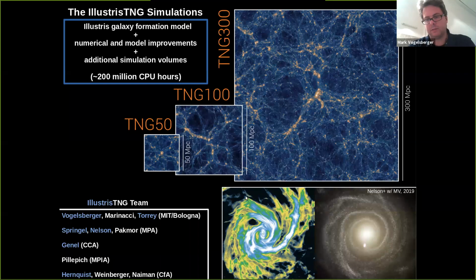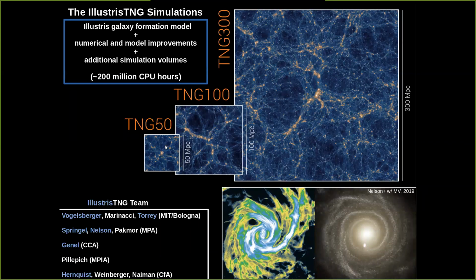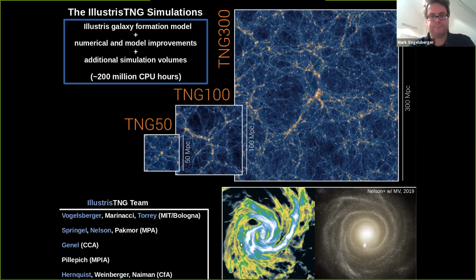This is a typical Milky Way-like galaxy in this TNG50 box. And you can just visually see that this has pretty good numerical resolution here.